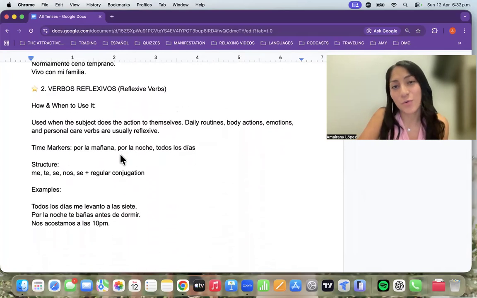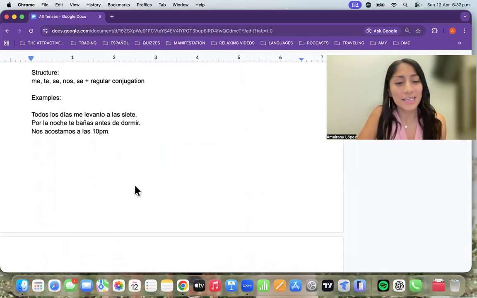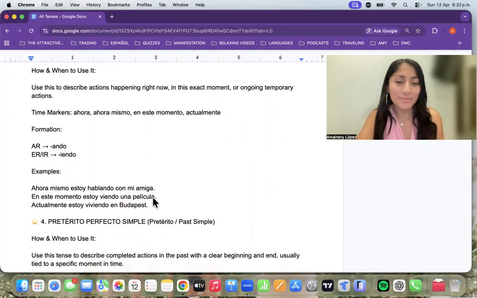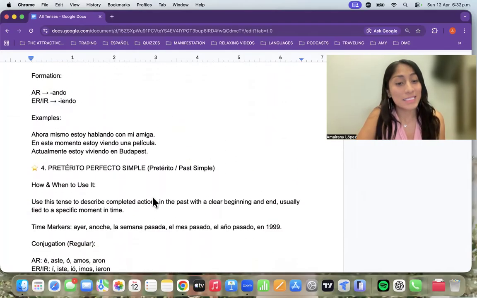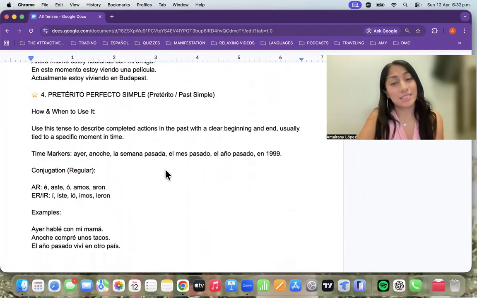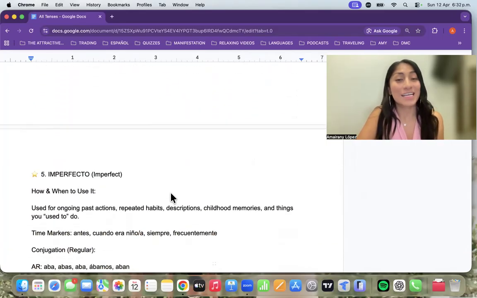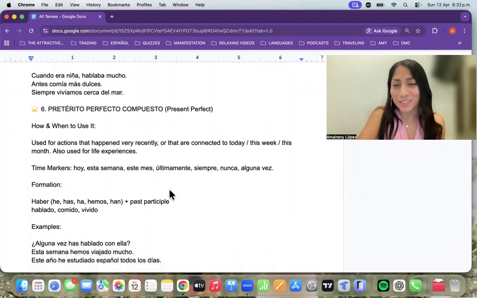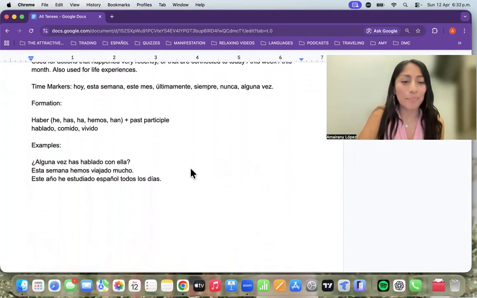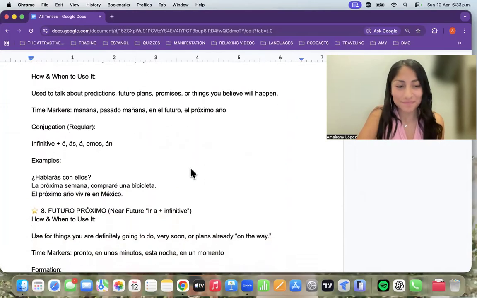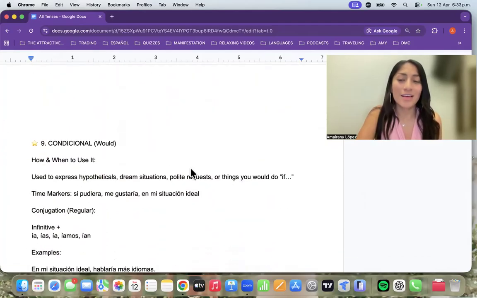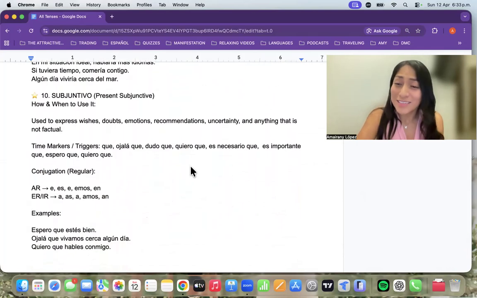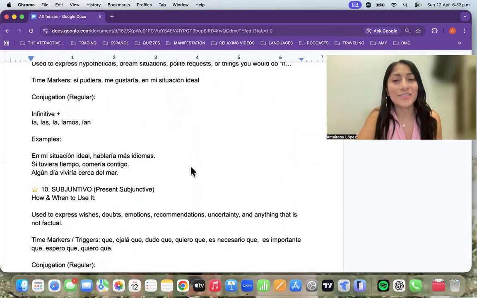Then I'm going to explain to you what verbos reflexivos are. Then we are going to study the gerundio, which is the present progressive. Pretérito perfecto simple, which is commonly known as the simple past. Then there is another past tense, which is the imperfecto. Then there is pretérito perfecto compuesto, which is the present perfect. Then futuro simple, futuro próximo, condicional, and subjuntivo, okay?